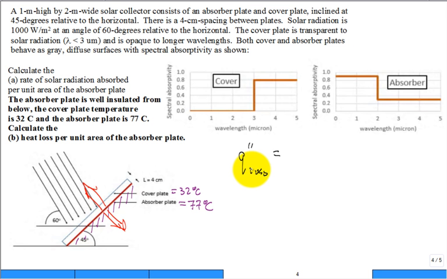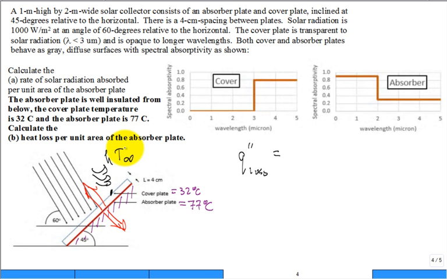What are the mechanisms by which heat is transferred from the warm absorber plate to that cover plate? Because they give you both the temperatures. If they didn't tell you the temperature of this one, but maybe they gave you a convection coefficient on the outside and the temperature on the outside, well, then you'd have to actually calculate the temperature of the cover plate. But they made it a little easier by telling you the temperature of the cover plate.